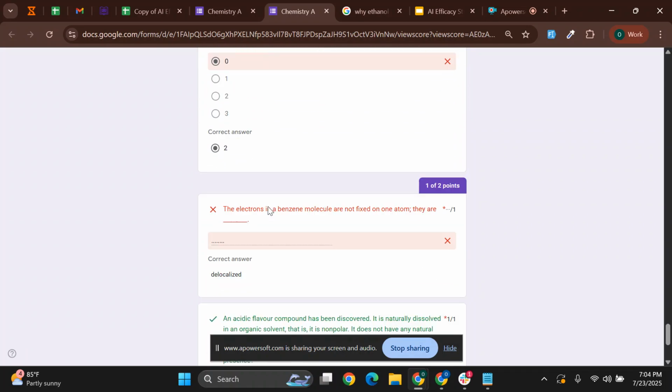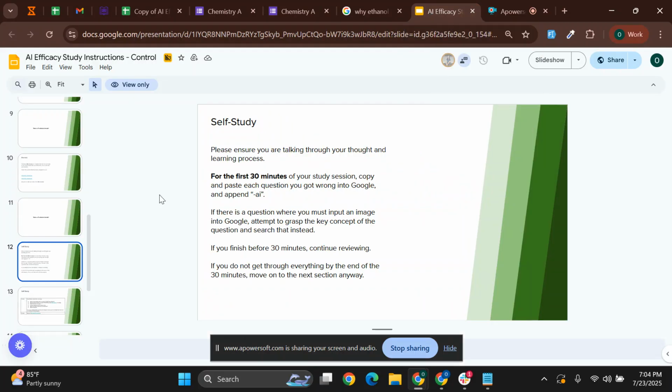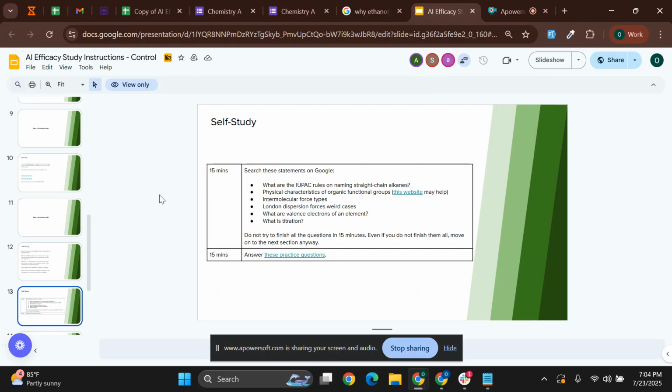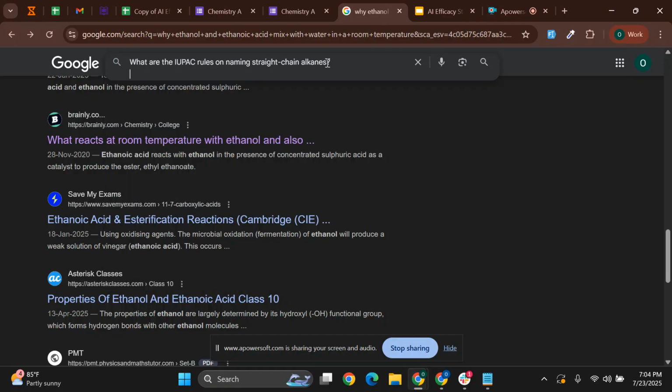So I think that's it for this session. We should move on to the next part where we have to give these questions. So let's get to it. What are the IUPAC rules for naming straight chain alkanes? This is the first question.